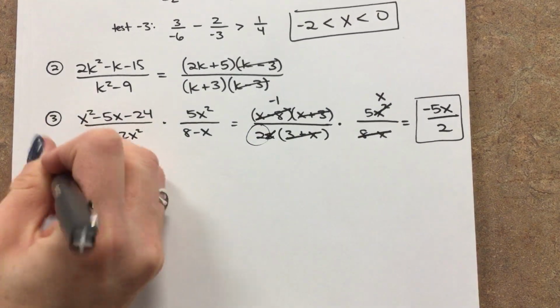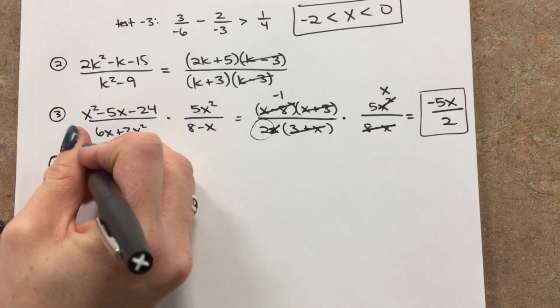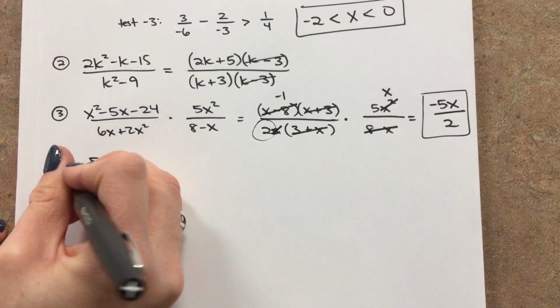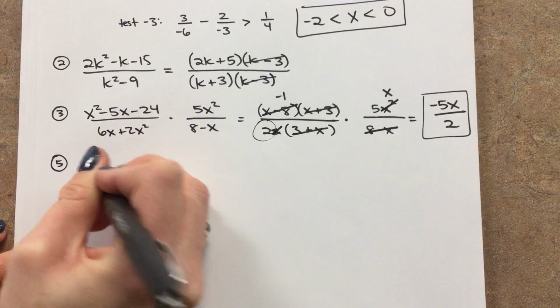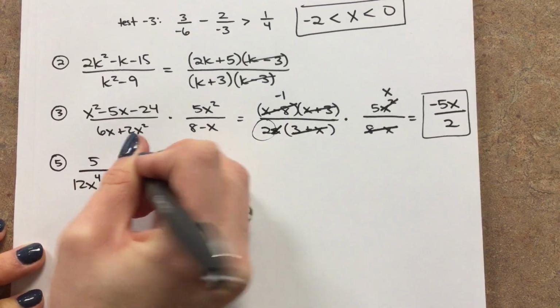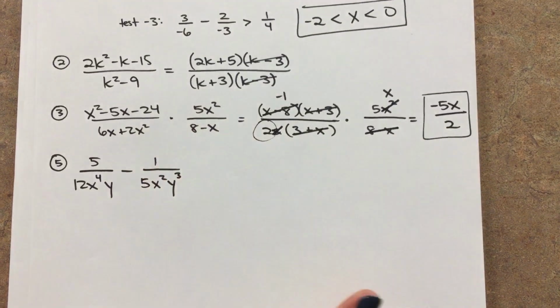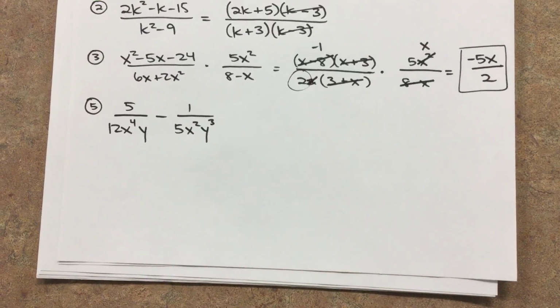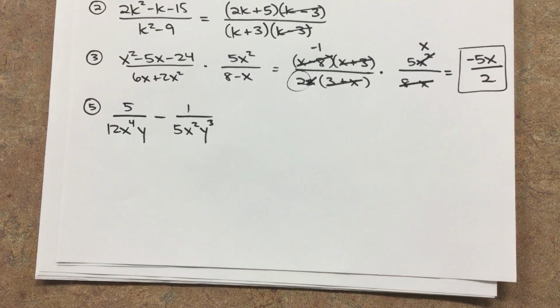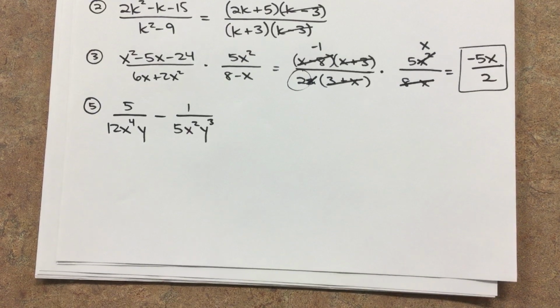Then number 5 was the next one. This one was an addition and subtraction, which I think we did one of these yesterday. So with addition and subtraction, you have to find the LCD, and the goal of the LCD is to get the same denominator so that you can add them together.